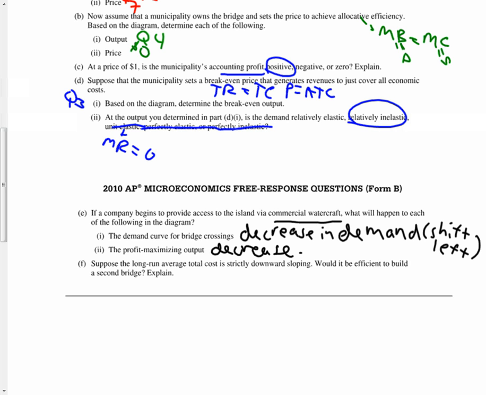And then the last part, part F, the long question. Suppose the long run average total cost is strictly downward sloping, like it is on the graph. We know that this is a natural monopoly. Would it be efficient to build a second bridge on this island? The answer to this would be no. And then you'd have to come to the conclusion of, well, why is this a natural monopoly?